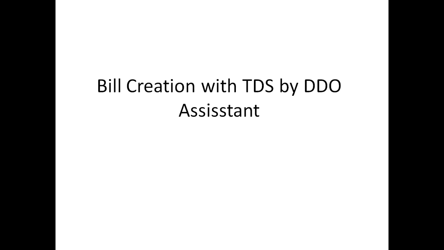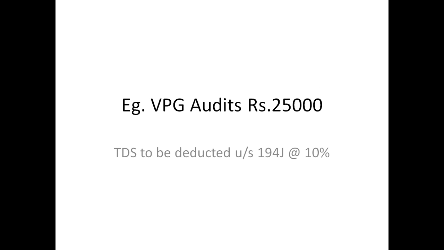Hello everyone, in this CBT we will be learning how to create a bill with TDS by a DDO assistant. Let's take an example that a bill has to be created of legal and professional fees in the name of VPG audits for Rs 25,000 and the TDS is to be deducted under section 194J at 10%.